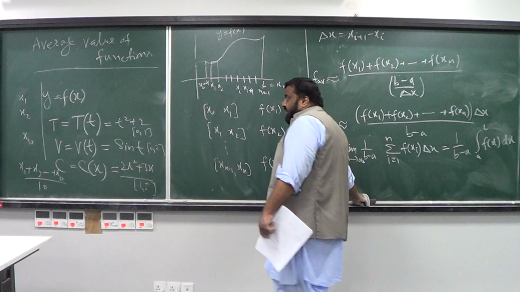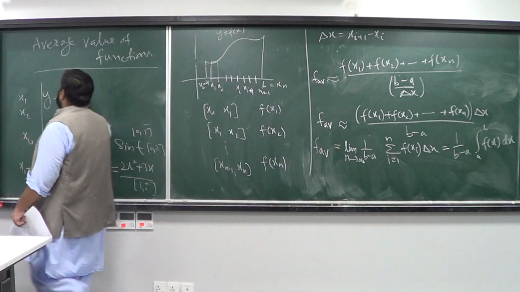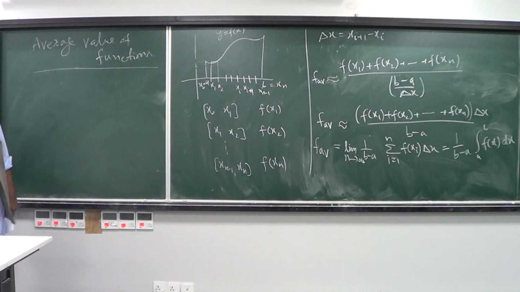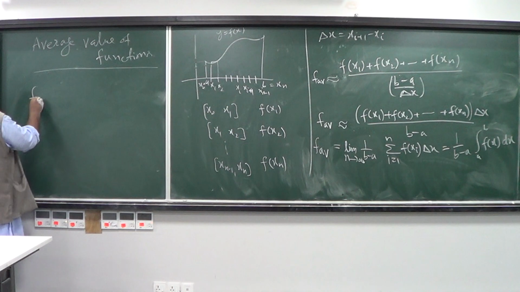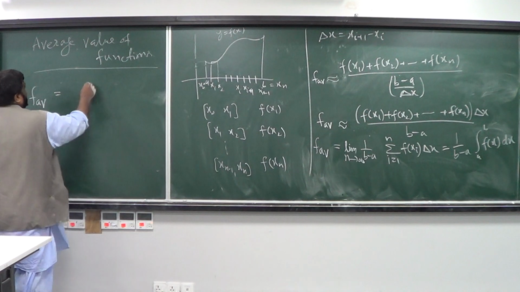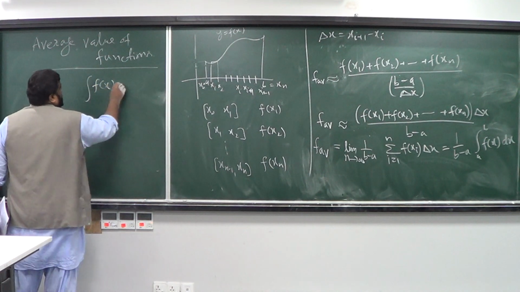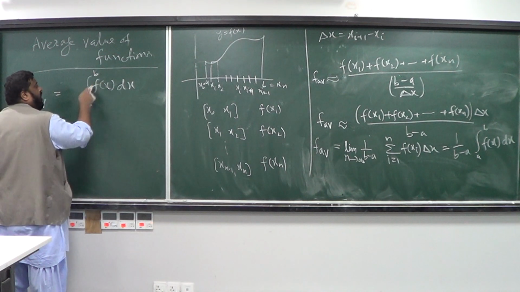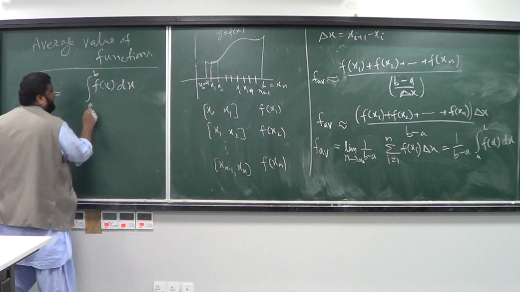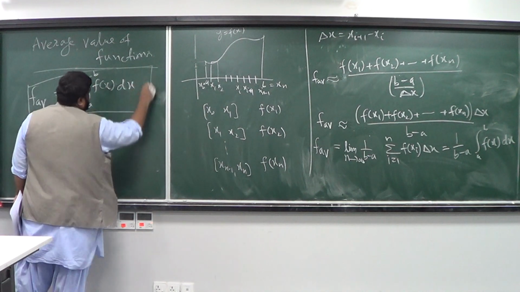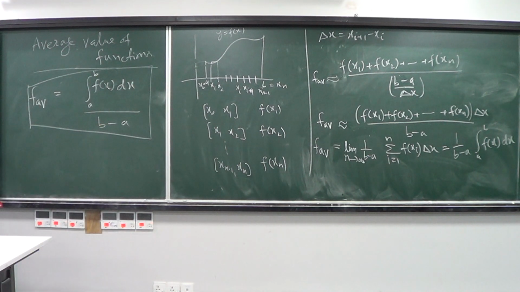So you have this beautiful formula coming out as the average value of a function on a given interval. If you want to compute the average value of a given function on a given interval, just integrate that function over the interval. It's like summing up all the values of f over this interval and dividing by the length of the interval. So this is going to give you the average value of the function.